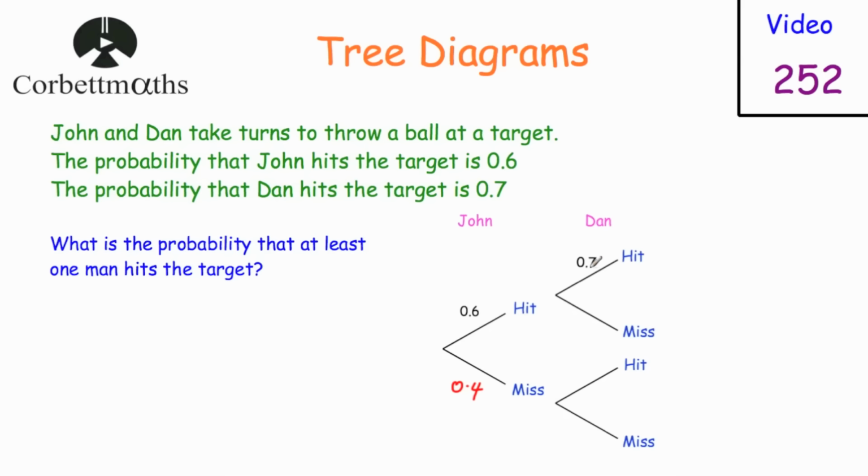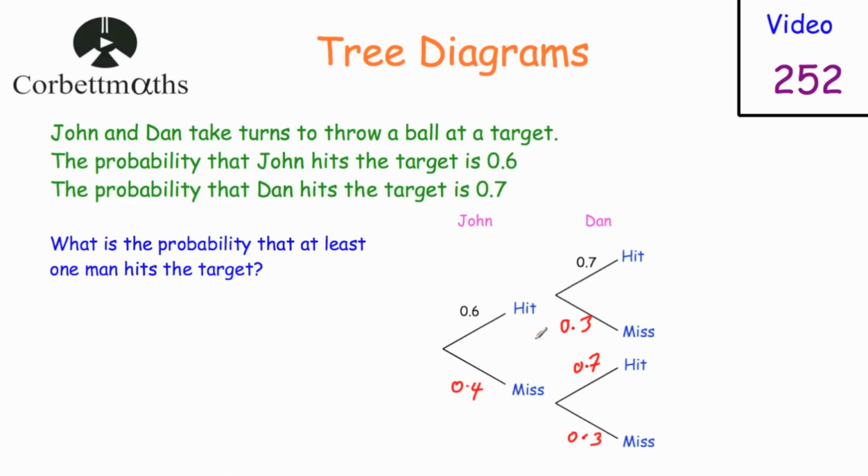Okay, now we've got Dan throwing the ball at the target. Well, he could hit the target, which is 0.7. So the probability that Dan misses the target is 0.3. And below for Dan, again, we've got 0.7 is the probability that he hits the target, or 0.3 is the probability that he misses the target. Okay, so we've now got our tree diagram with our probabilities labelled on it.